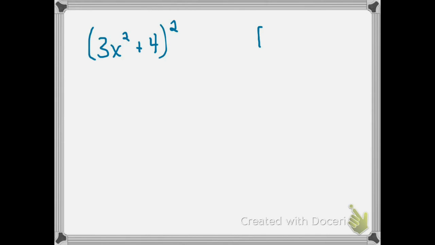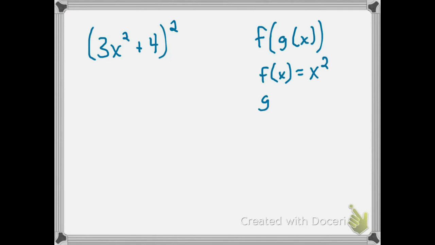So what I mean by that is that if I have my f function, I'm plugging in a g function in for my x's. So in this case, my outside function f is going to be something being squared. So f of x equals x squared. And then my g of x, my inside function, is going to be 3x squared plus 4.